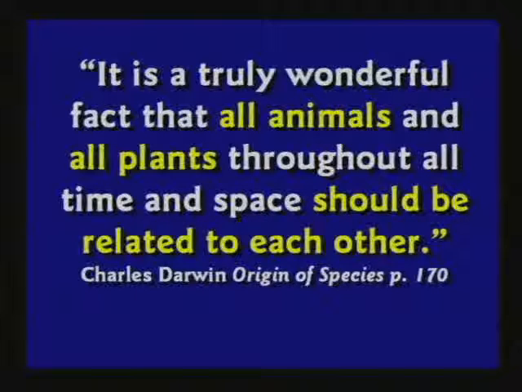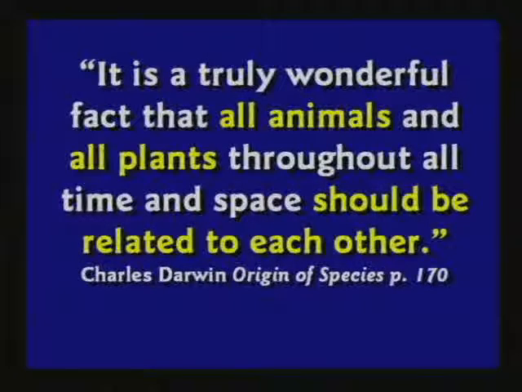Darwin then wrote in his book, after studying these birds and other things around the world, he said, "You know, maybe these 14 kinds of birds had a common ancestor, and that proves that birds are related to bananas." You say, oh, he didn't say that. He certainly did. Page 170, "It's a truly wonderful fact that all animals and all plants throughout all time and space should be related to each other." Just because you see 14 kinds of birds, that doesn't prove birds and bananas are related, for heaven's sake, okay?